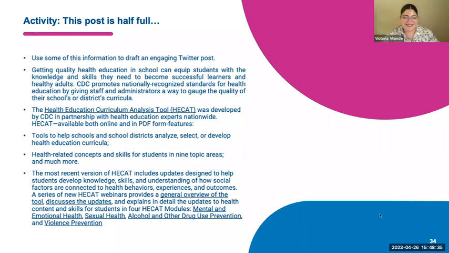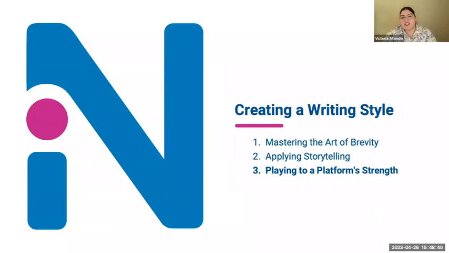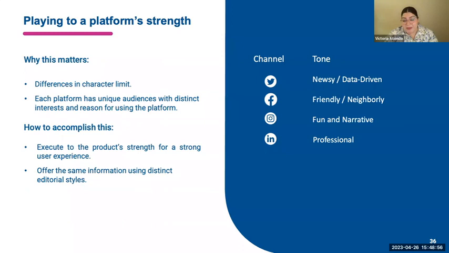Okay, so we are moving on to the last portion of the creating and writing style part of this, and that's going to be playing to a platform's strength. Can we go to the next slide, please? Thank you. Why does playing to a platform's strength matter? Because there are a lot of differences between one platform and the other, so we can't just write one caption and expect it to work for all of the platforms.